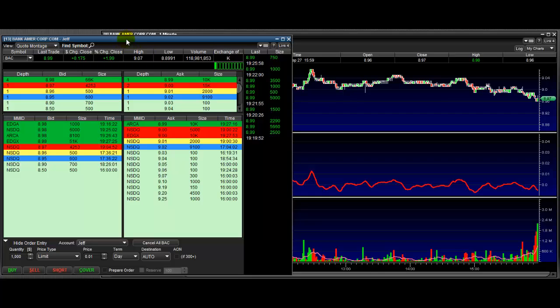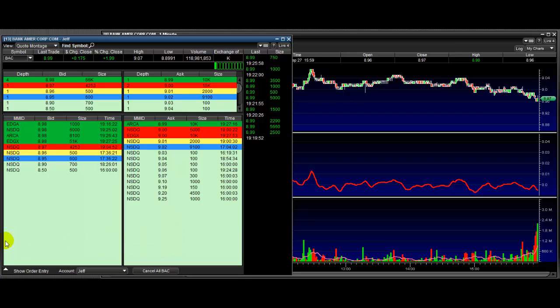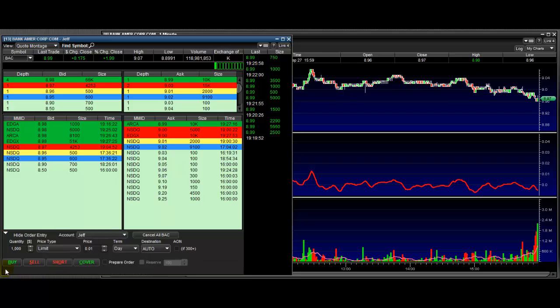If you have your market depth window open, all you need to do on the very bottom is find a small triangle where you can either show or hide your entry box, and you want to make sure that's shown. Then you prepare your order like anything else: put your quantity in, how many shares you're prepared to buy.